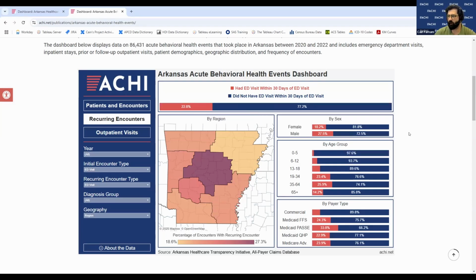We can see those breakouts by sex and age group. The males are at 27.5, so contributing quite a bit to that recurring encounter rate. And then as you look at the age groups, as you get older, you're more likely to be seen in the ED within 30 days. One thing to note here is that Medicare fee-for-service isn't available in this dashboard as of yet. So though it looks like 65 plus is down at 14.2%, that's not reflective of all 65 and up individuals in the state.